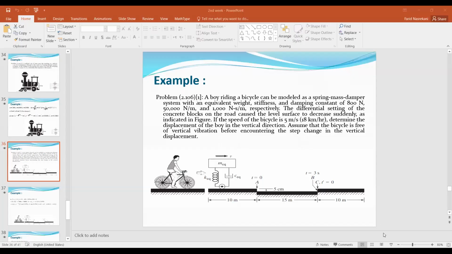Okay, so okay, we can continue with the second example. Let me share.